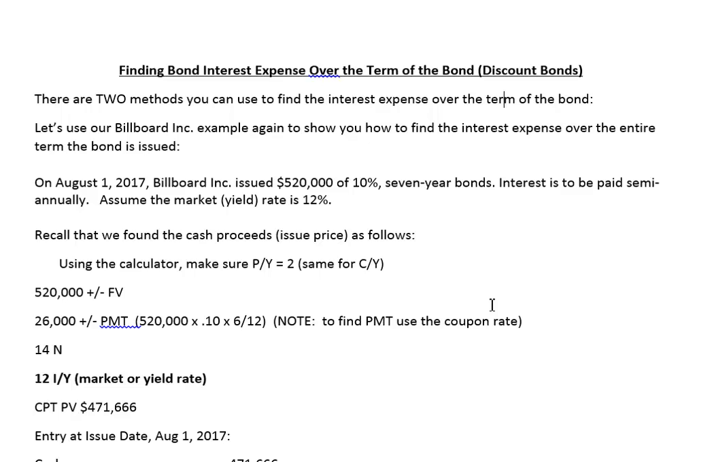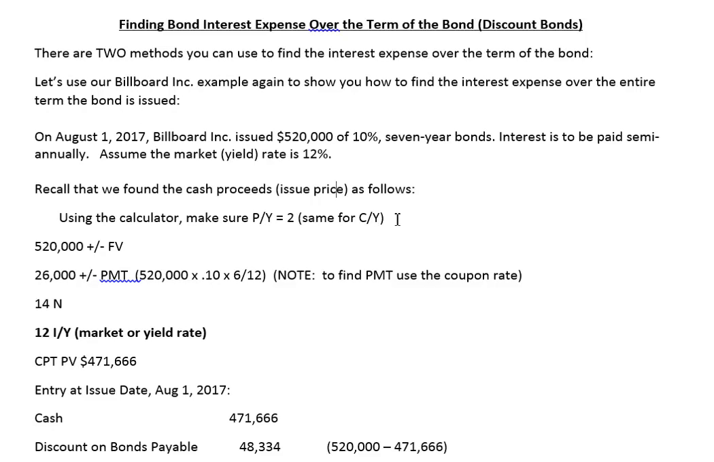So we can use an example that we're familiar with, our billboard example again, just to show you how we would find the interest expense over an entire bond term. So let's go back and look at our example here. On August the 1st, 2017, Billboard issued $520,000 of 10% 7-year bonds. Don't forget, issuing means that they are selling, right? $520,000 is the face value of the bonds.